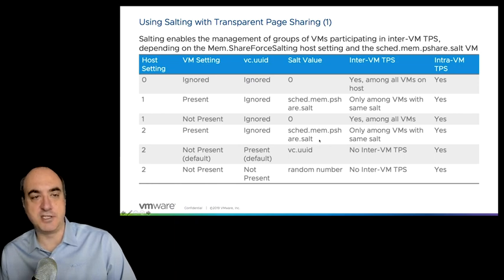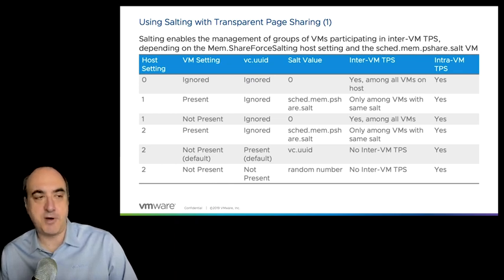If you don't set this value, because the sched.mem.pshare.salt doesn't have a default setting, what the system will do by default is use another value. It's called the VCUUID value. This is the identifier that vCenter assigns to every VM. And so every VM is already going to have a unique ID. So if there is no sched.mem.pshare.salt value, because it doesn't exist by default, every VM will have a unique UUID value. And that right out of the gate means the VM won't have page sharing with any other VM.